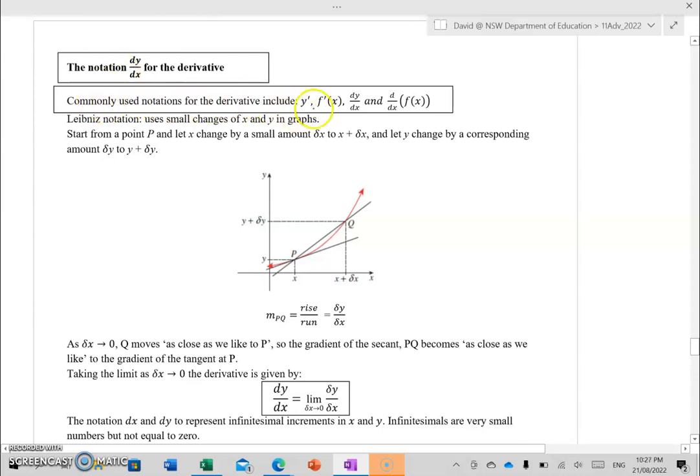Commonly used notations for the derivative function include, we've seen f dash of x, but you can also just write y dash. That's probably my favorite. It's the quickest to write. However, I also enjoy writing dy dx. The way you read this is dy dx. Okay, dy dx.